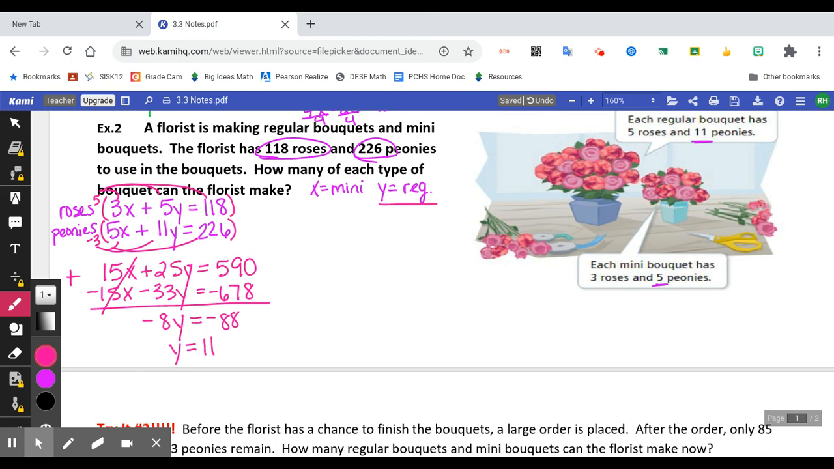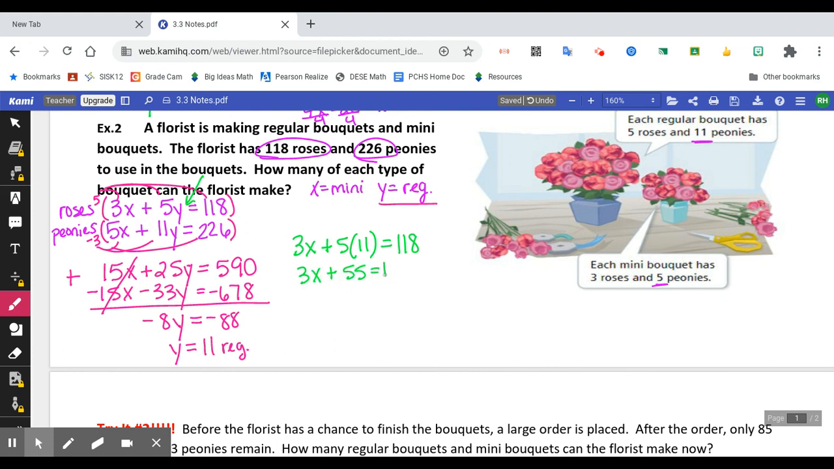So that would be 11 regular bouquets. Then I'm going to take that number and plug it back in up top for y. So 3x plus 5 times 11 equals 118. Gives me 3x plus 55 equals 118. I would have to subtract 55. Gives me 3x equals 63. So x equals 21. So this would be 21 mini bouquets.